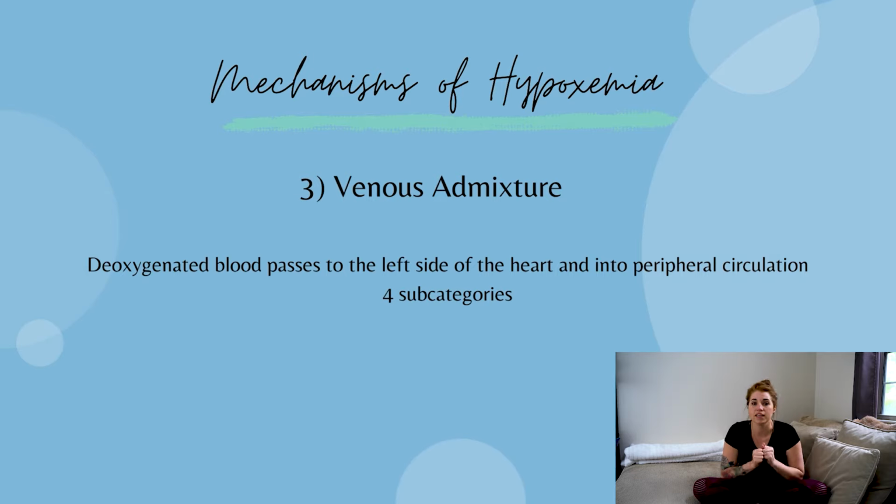The third mechanism of hypoxemia is called venous admixture, which sounds harder than it is. All venous admixture means is that somehow blood is making it from the right side of your heart to the left side of your heart without being oxygenated. So somehow blood is bypassing the lungs or bypassing your body's ability to oxygenate it and then going into peripheral circulation again. Venous admixture is further broken down into 4 different categories.